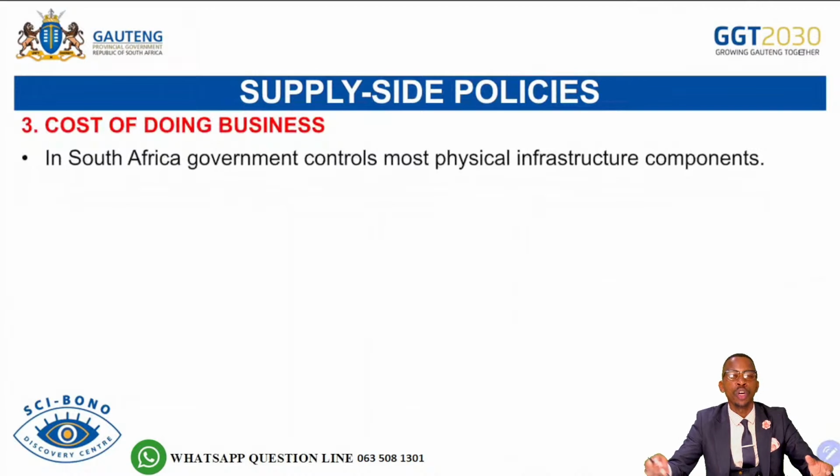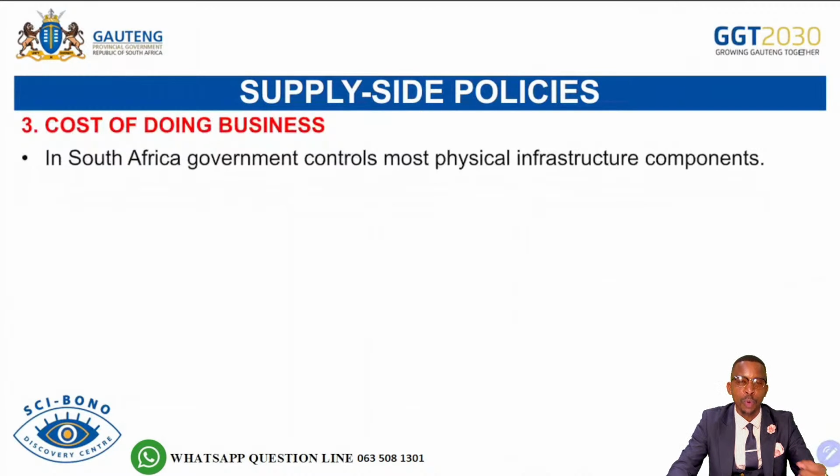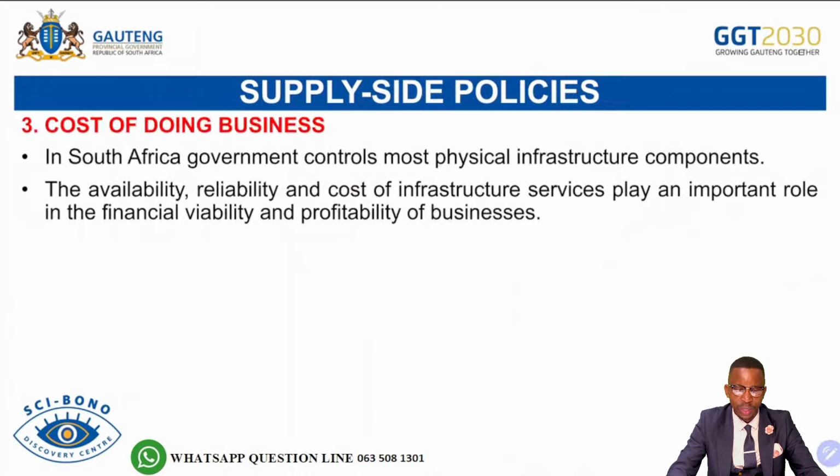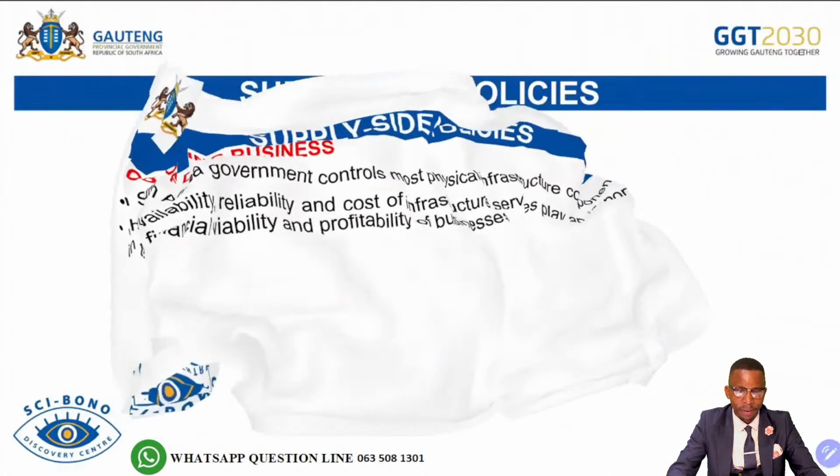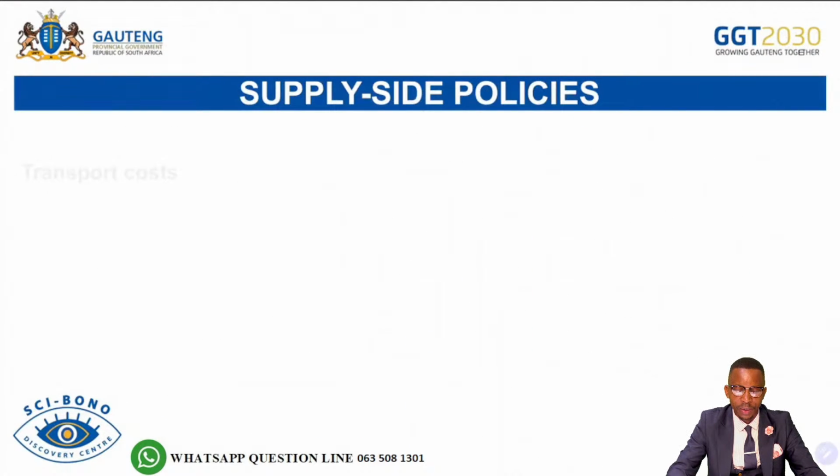That will lead to economic growth and economic development, and also lowering the cost of infrastructure, such as the cost of energy, water, and transport, will result in businesses being able to produce more goods at the lower cost per unit. So the availability and reliability of the cost of infrastructure services play an important role in financial viability and profitability of businesses. And then we continue.